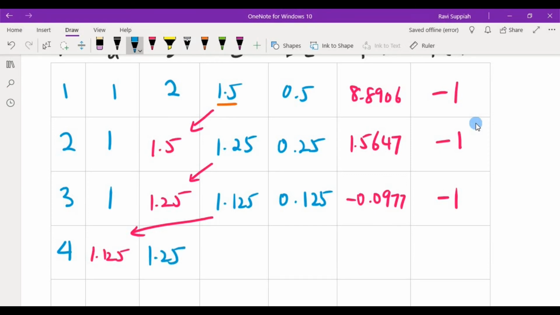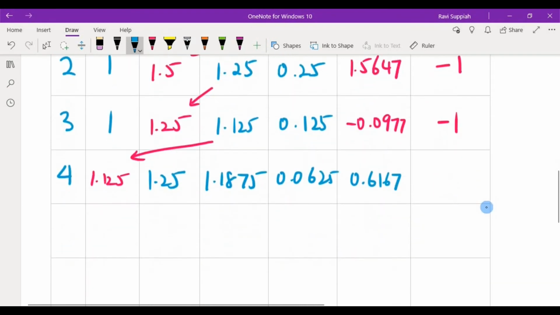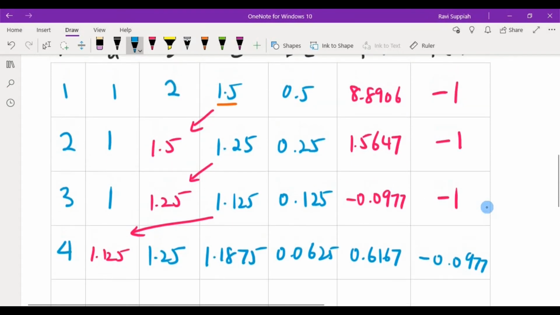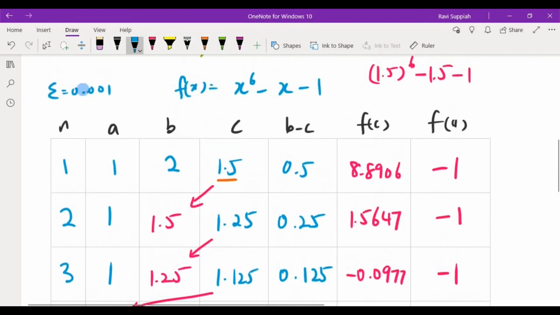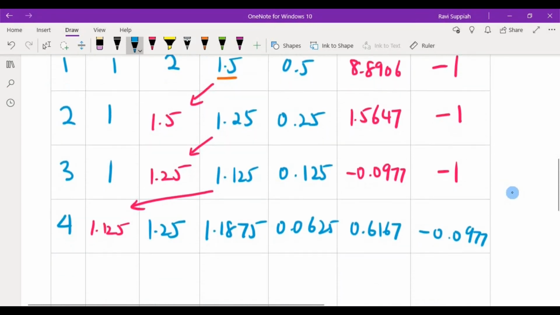And C is again A plus B divided by 2, so I get 1.1875. Then here I will get B minus C, which is 0.0625, and 0.6167. That is your FC, and finally your FA you will get as negative 0.0977. And we look at B minus C here, 0.0625, again not yet at the epsilon we want, so we have to carry on.